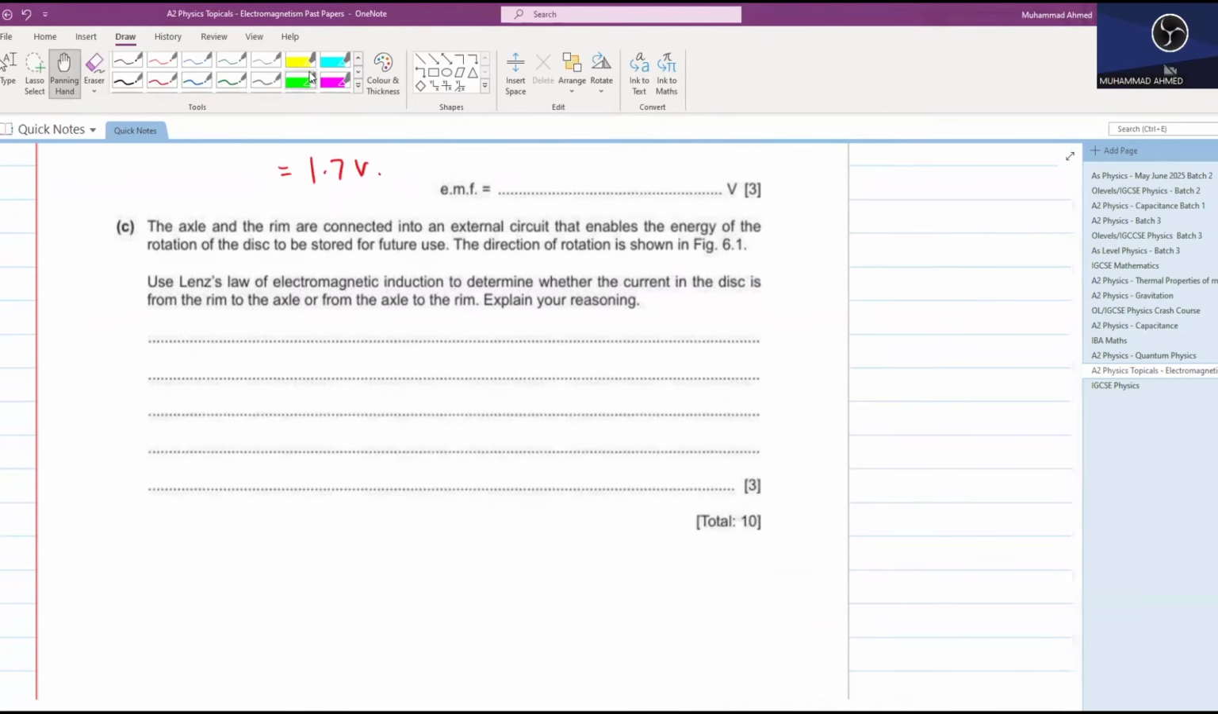The axle and the rim are connected into an external circuit that enables the energy of the rotation of the disk to be stored for future use. The direction of rotation is shown in figure 6.1. Use Lenz's law of electromagnetic induction to determine whether the current in the disk is from rim to axle or from axle to the rim. Okay. Let's see this.